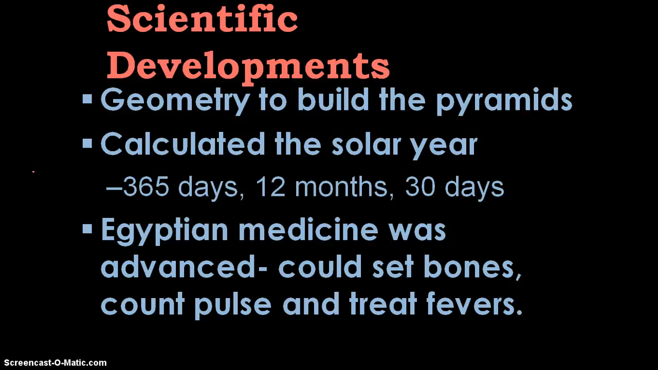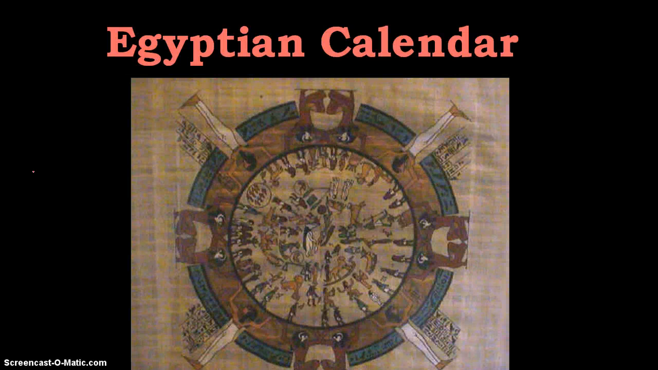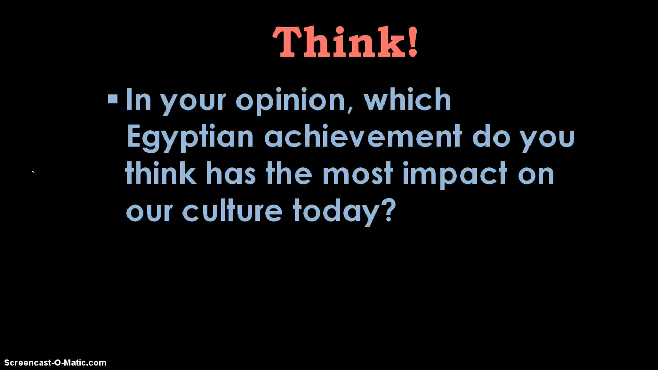And that's where we get 365 days, 12 months, 30 days in a month. Right? The Egyptian medicine was also really advanced. They could set bones, count pulse, and treat fevers. The calendar. All right, your turn to think again. In your opinion, which Egyptian achievement do you think has the most impact on our culture today?